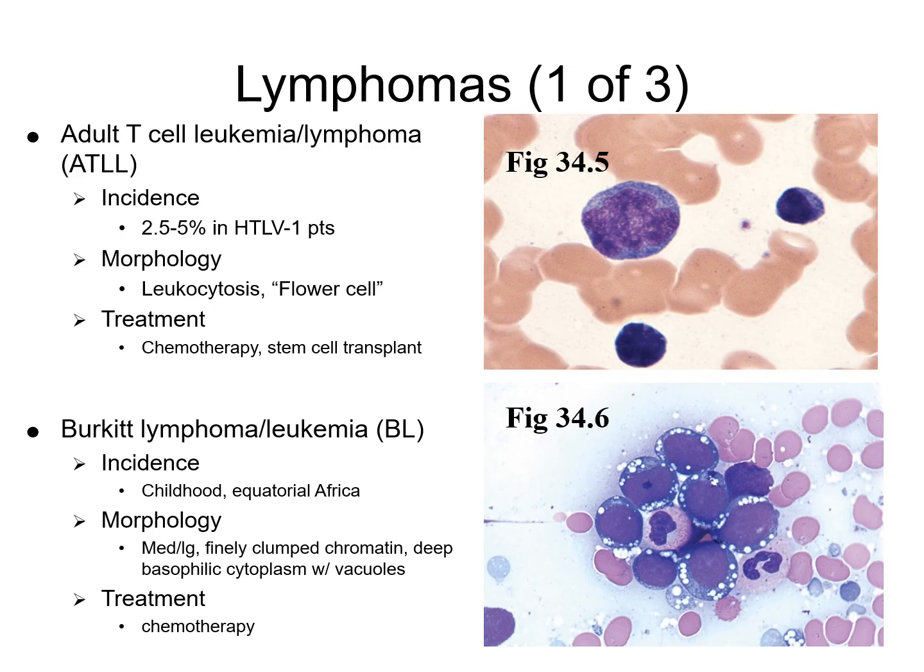Morphology: the cells are medium to large sized lymphocytes. Nuclear chromatin is finely clumped. Cytoplasm is deeply basophilic and contains vacuoles. For treatment, it is treated aggressively with chemotherapy, which can lead to high cure rates if initiated promptly. Treatment protocols often include intensive multi-agent chemotherapies.